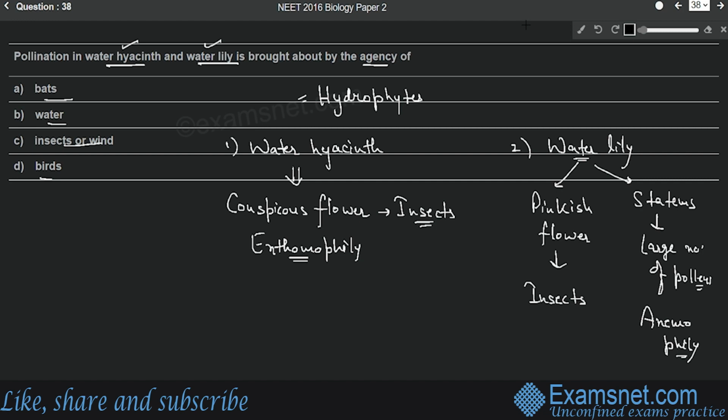So we can say that in these two flowers, pollination can take place through insects as well as winds. Therefore, the correct answer will be option number C, insects or winds.